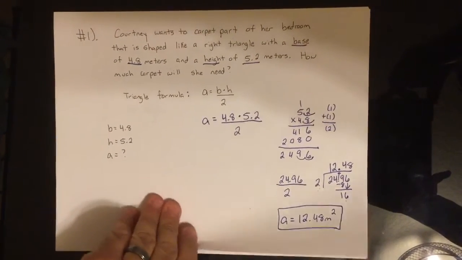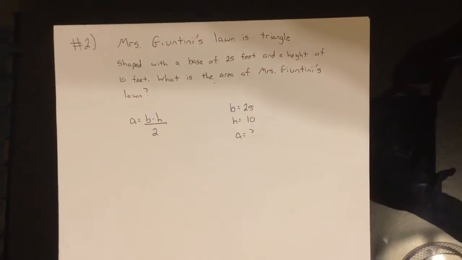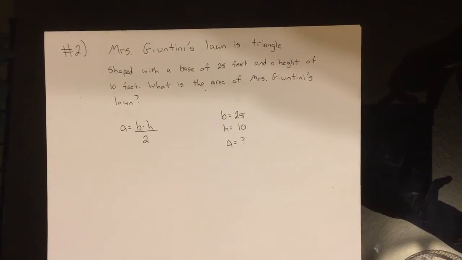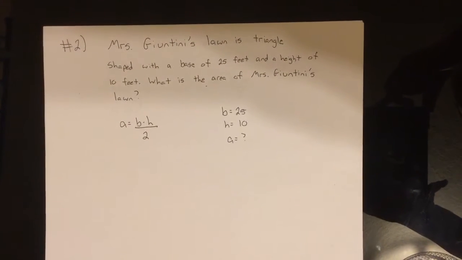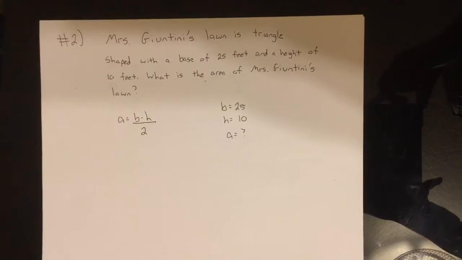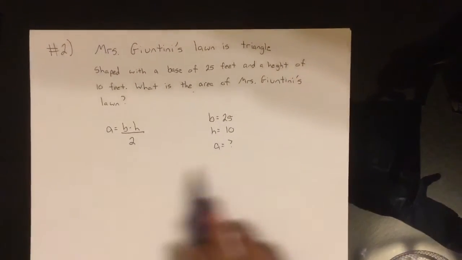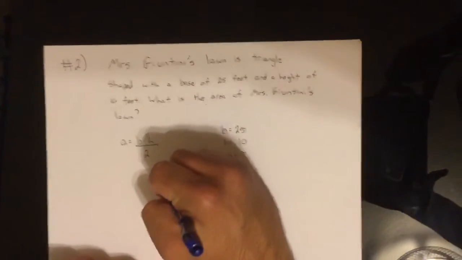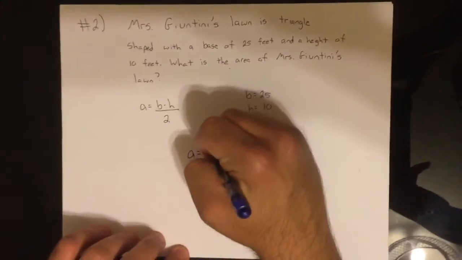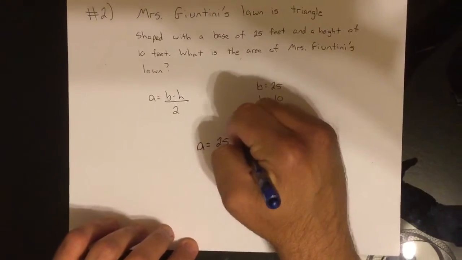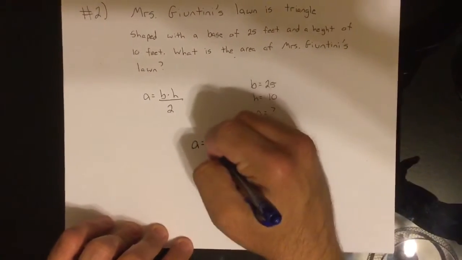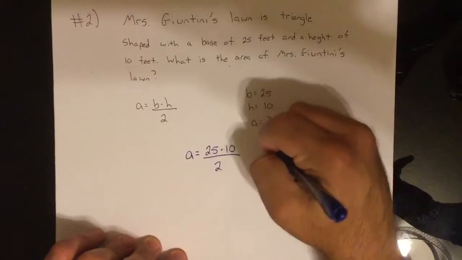All right, let's look at number 2. Miss G's lawn is triangle shaped with a base of 25 feet and a height of 10 feet. What is the area? Again, there's my formula. Let's plug it in. So we have 25 times 10. Whatever that answer is, I have to divide it by 2.